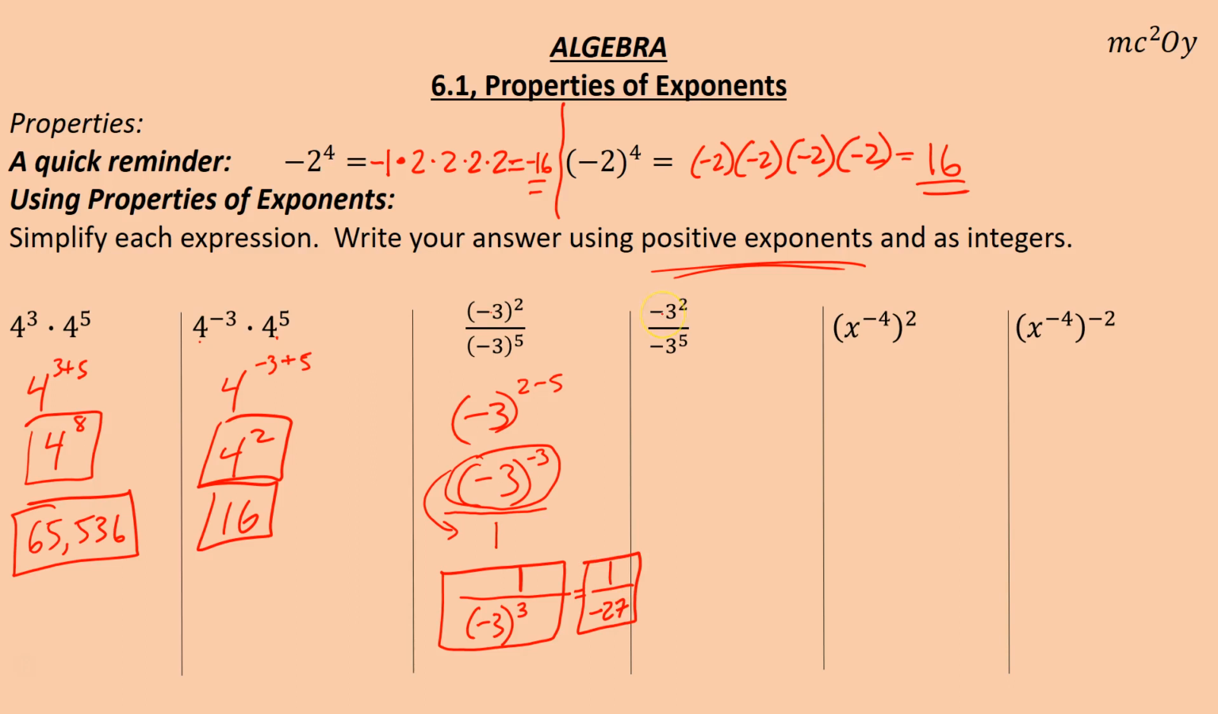Okay, please note on this one, the negatives aren't in parentheses, so this is the same thing as having negative 1 times 3 squared over negative 1 times 3 to the fifth. Well, negative 1 divided by negative 1, those cancel. So I'm now left with 3 squared over 3 to the fifth. Since those are the same base, that's 3 to the 2 minus 5, which is 3 to the negative third, which is, once again, 1 over 3 to the third, kind of just like this. And that is equal to 1 over 27. 3 times 3 times 3.